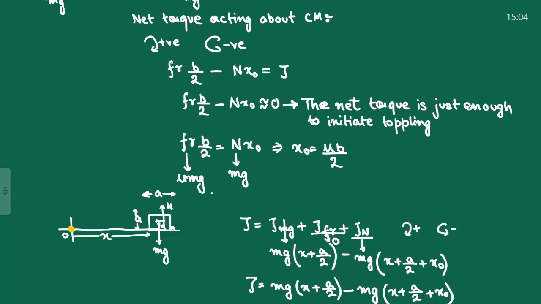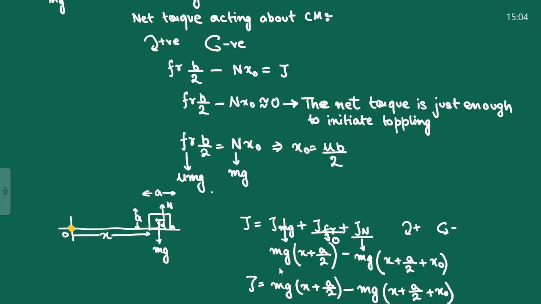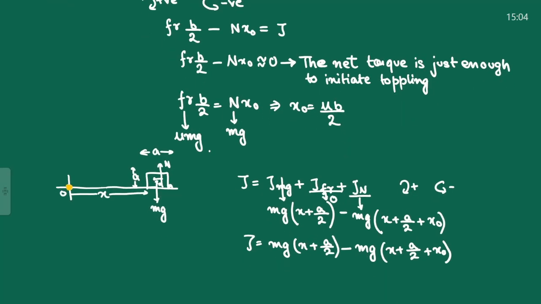Now, if I solve this question, net torque passing through the center of mass is nothing, but if I cancel out everything, it is mg into x naught. The value of x naught as given in the previous question is mu into b by 2, and in this question b is equal to a, so x naught would be mu into a by 2. Okay, so the net torque out here is nothing but mg into mu a by 2. This is the value of net torque. So this is the end of our question.